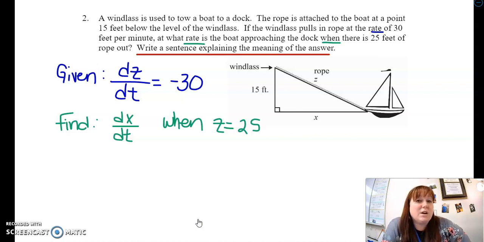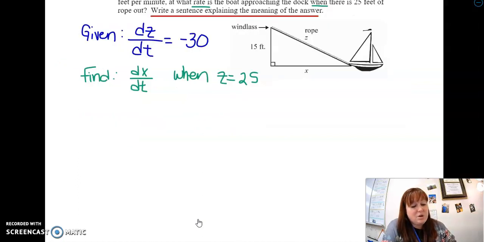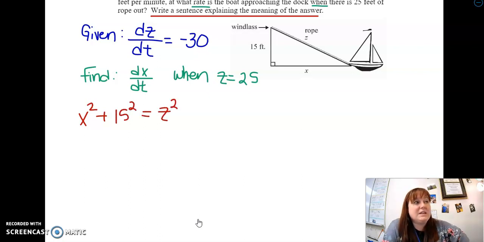And since it's a right triangle, we know how the sides and the hypotenuse of right triangles are related to each other. We know that x squared plus 15 squared is going to equal z squared. That's the Pythagorean theorem. So now I know how every one of these variables is related to each other. I know what I'm supposed to find. I know what I'm given. And everything that is constant is put in as a number, and everything that is not constant is a variable.